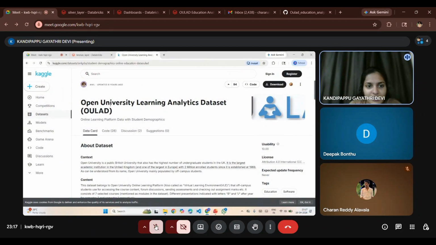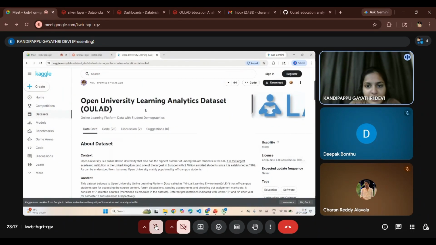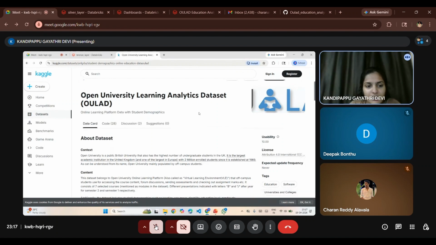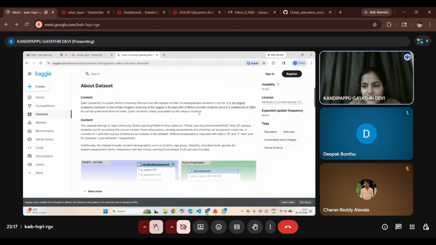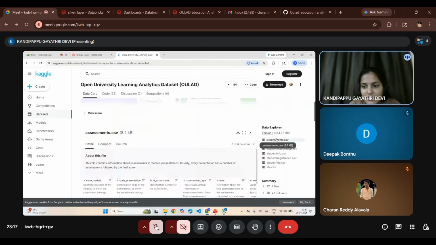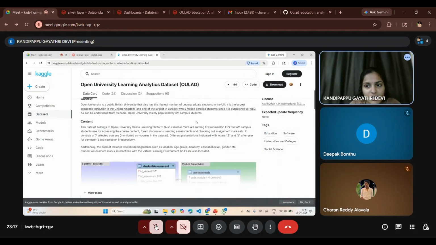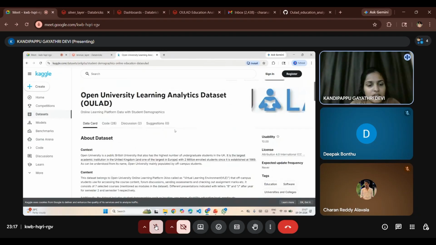This is the dataset we collected. It is the Open University Learning Analytics dataset. It contains 6 to 7 tables: assessments.csv, courses.csv, student assessment, student info, student registration, student VLE, and vle.csv. It contains almost 20 lakh plus records.